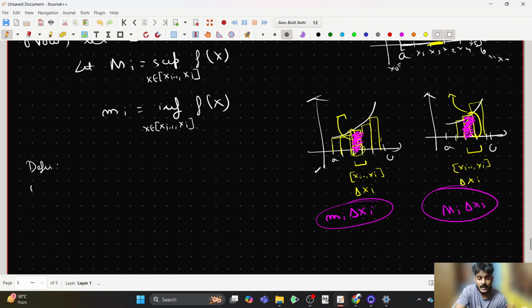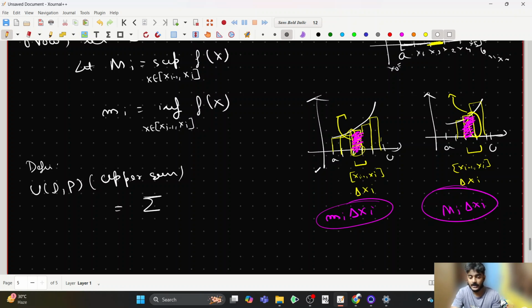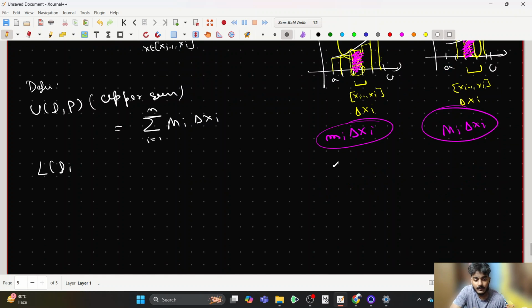Therefore, define U(f, P), which is called the upper sum, to be basically the total area of all the rectangles which approximate the curve from above. That is, the rectangles are slightly higher than the curve. These are called the rectangles which approximate the curve from above. So it is the summation, i equals 1 to n, capital Mi, delta xi. Fine. And similarly, we take the lower sum, which is the total area of all those rectangles which approximate the curve from below. Lower sum, this is summation, small mi, delta xi, i equals 1 to n.